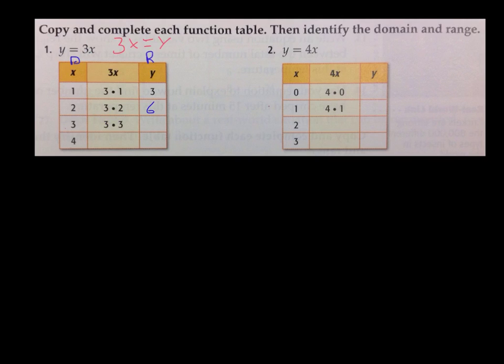Okay, in my next one here, I know that this is going to be 9. Because if I take 3 times the x, in this case is 3, I get 9. So 3 times the x, the domain for this one is 4. So it's going to be 3 times 4. So I have to write that in here. 3 times 4, and that's going to give me 12. So there I've completed that function table.